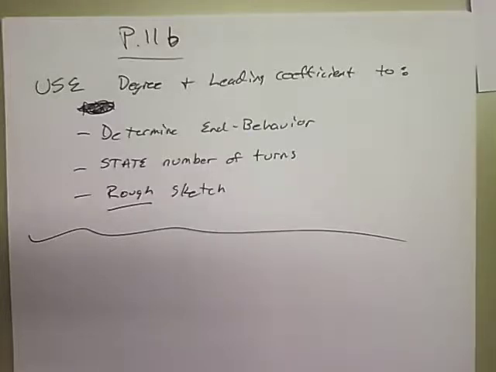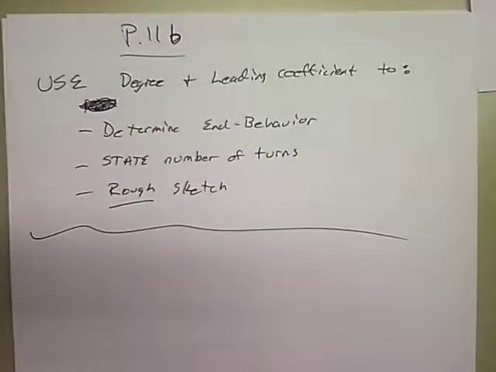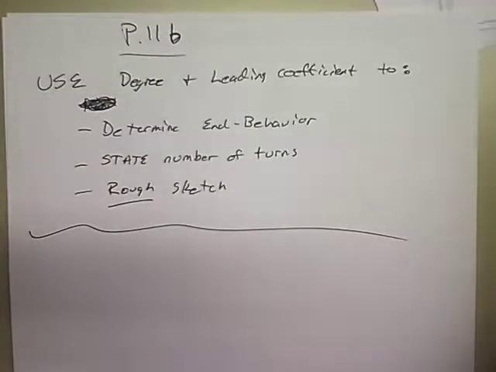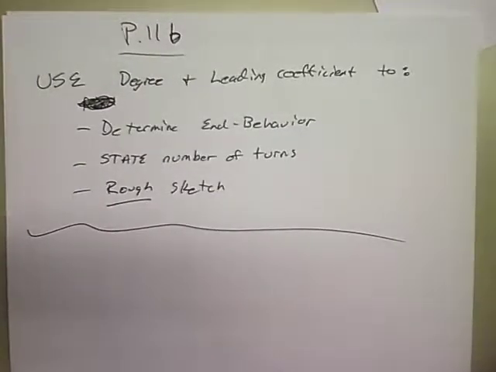All right, there's part two, P.11b. So now we should have an idea of end behavior a little bit, how we understand that the degree and the leading coefficient determine where the arrows are pointed. So our goal, again, there's three things that we need to do, and I want to go over exactly how we're going to do those. So again, the first thing with our end behavior, we're going to use the degree and the leading coefficient to determine end behavior, state the number of terms, and eventually we're going to draw a rough sketch.